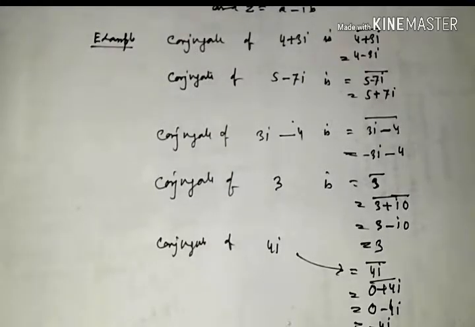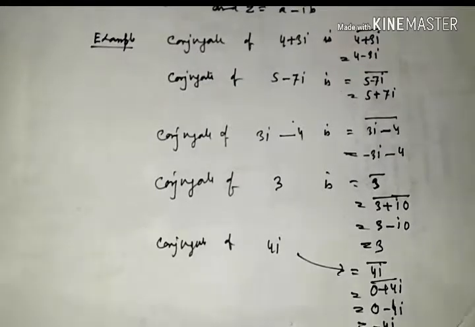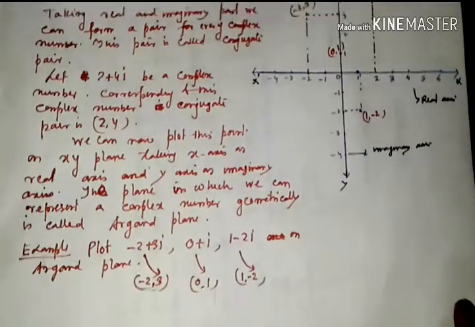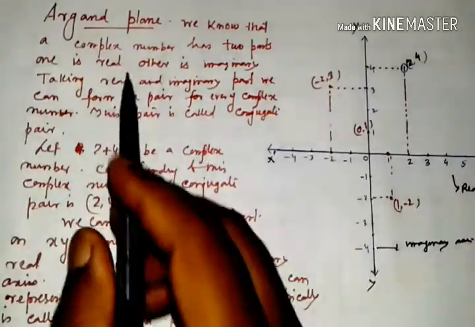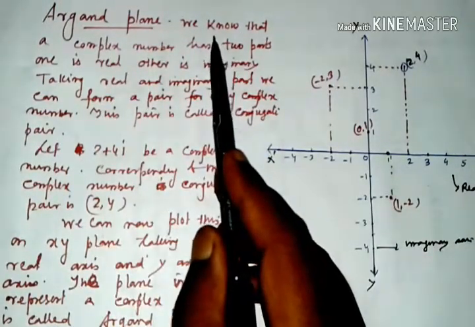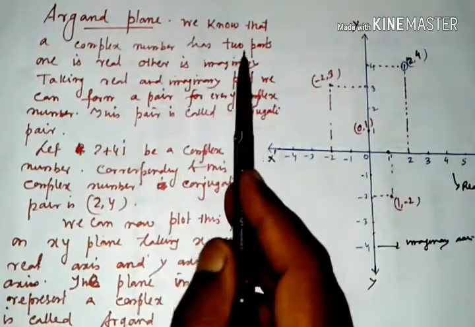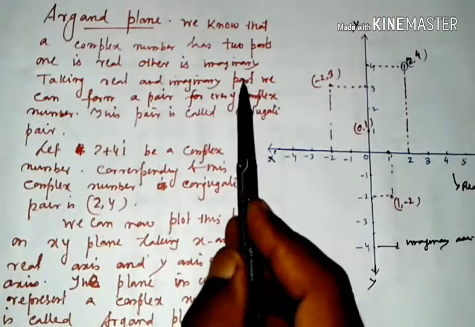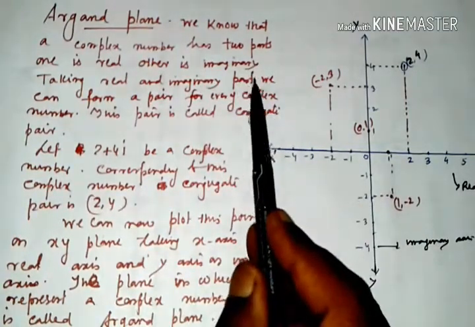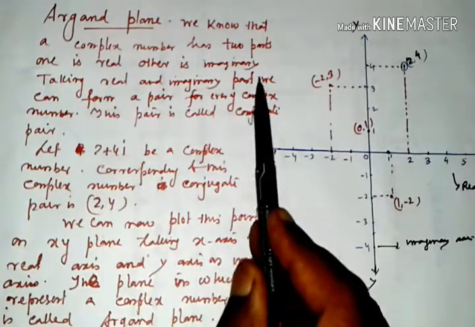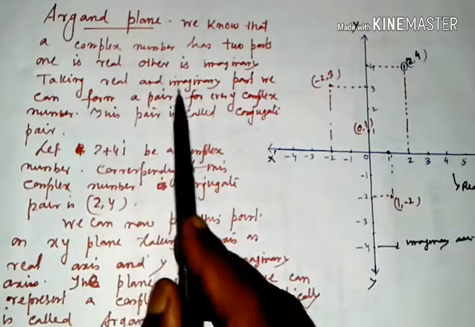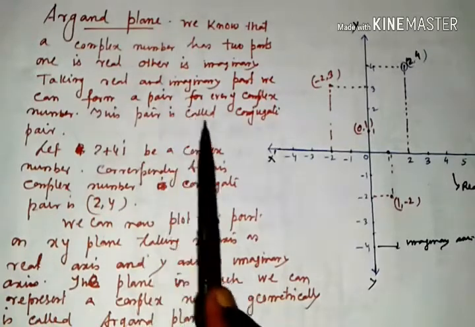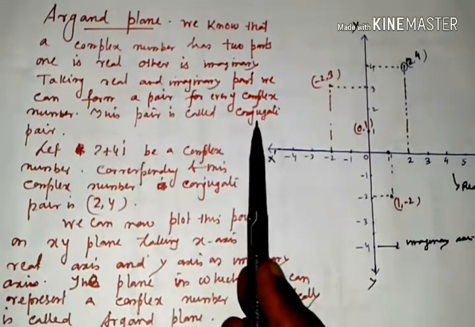This is all about the conjugate of a complex number. Next I shall discuss something most important, that is the Argand plane. What is the Argand plane? We know that a complex number has two parts, one is real and the other is imaginary. In the complex number z is equal to a plus ib, a is real and b is imaginary. Taking the real and imaginary parts, we can form a pair for every complex number. This pair is called a conjugate pair.